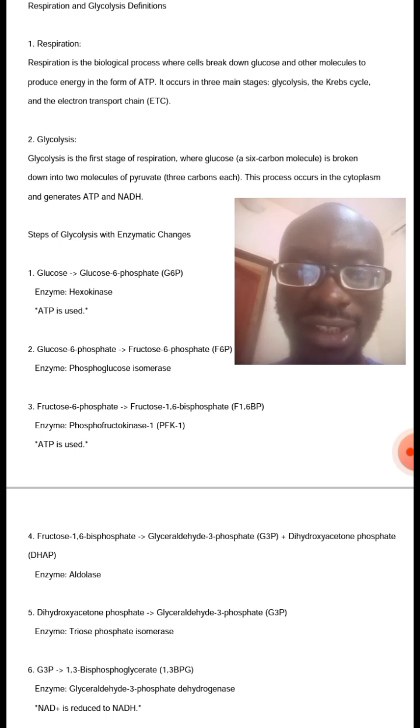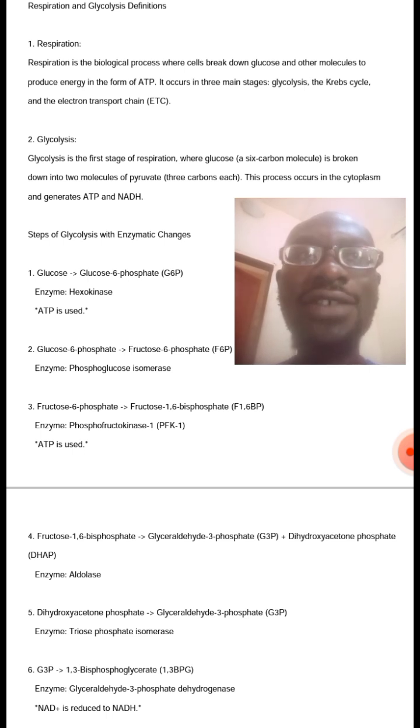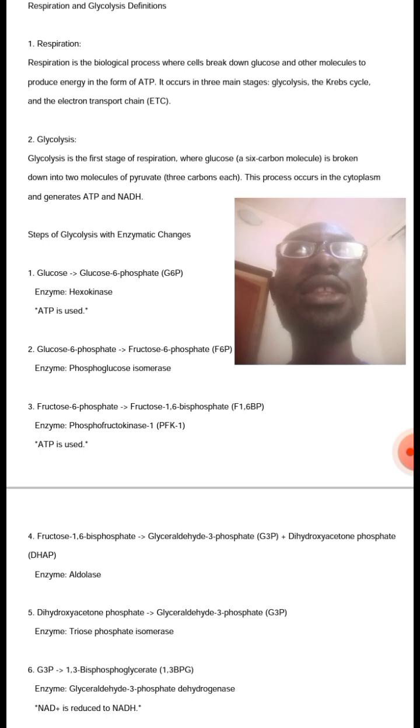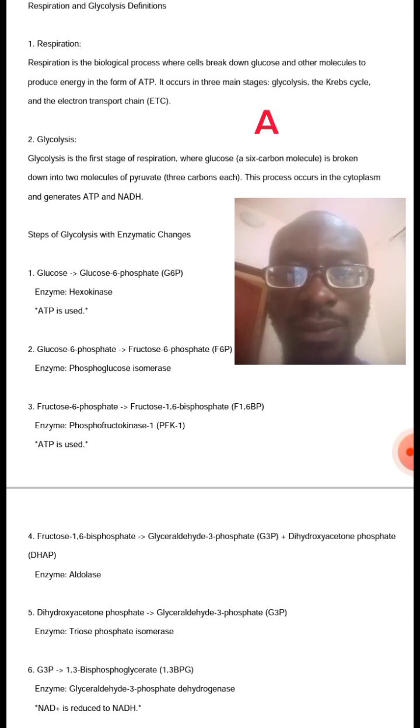Okay, have you done that? So the answer is, in fact, respiration. Respiration is the chemical process that enables organisms to have energy. It's a process whereby the cells break down glucose and other molecules in the body. And when such molecules are broken down, they release energy in the form of ATP.